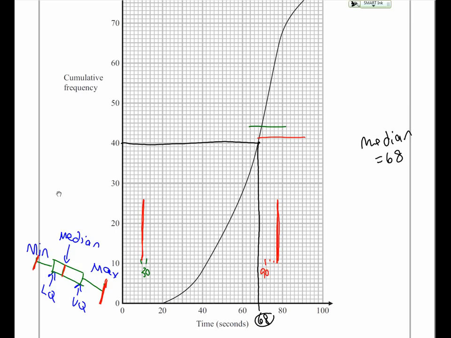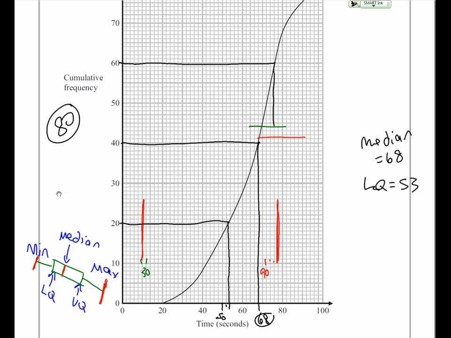The lower quarter, well, out of 80, lower quarter is 20. And it looks like it's bang in the middle there. Okay, so here was 50, 52, 53 for the lower quarter. And the upper quarter is at 3/4, 60. Read off down here.